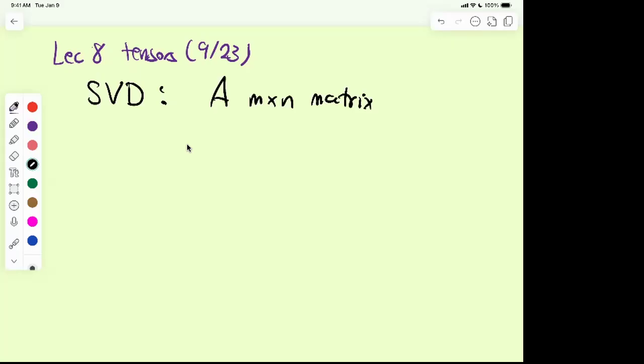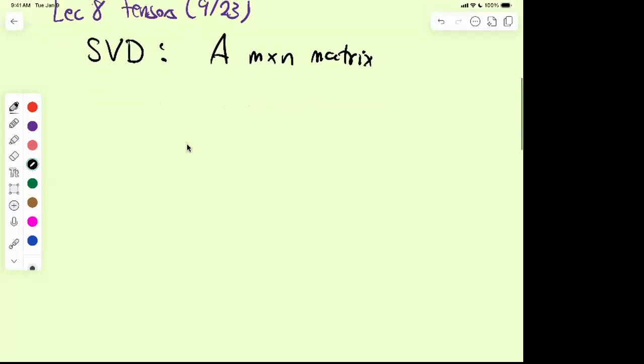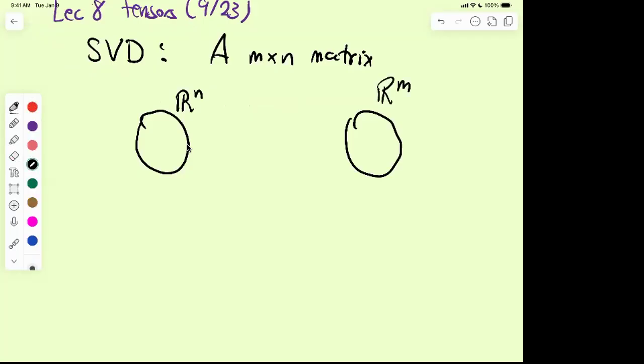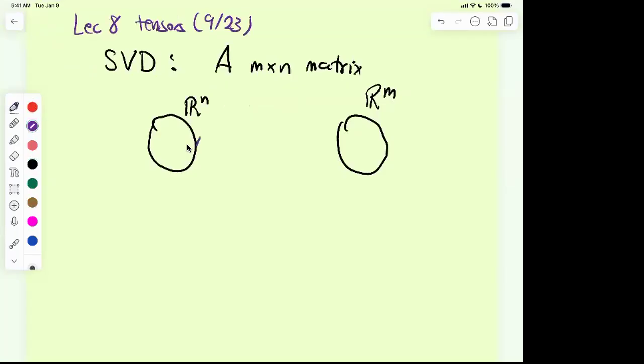Now, just to remind you, the way this is set up, if the matrix is M by N, that means that if you think about it as a linear transformation, as a map, as a function, the input is R^n and the output is R^m. This is what the matrix does.